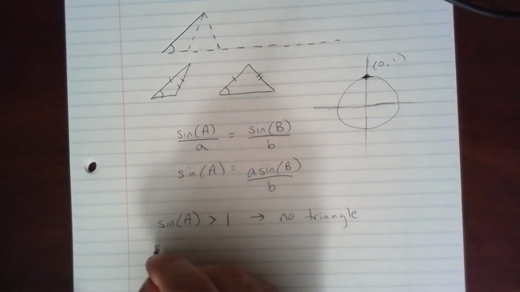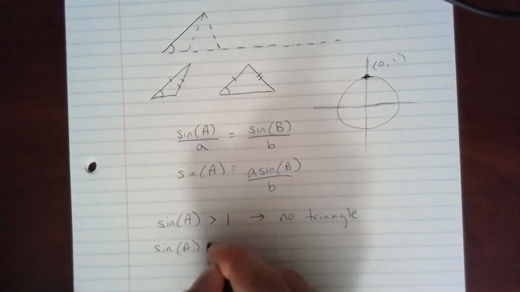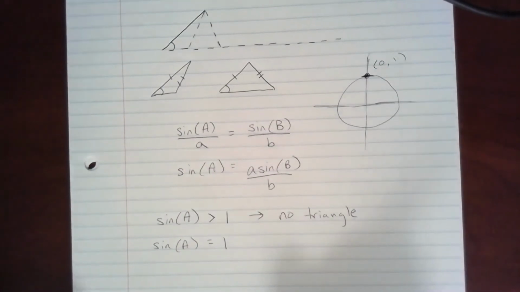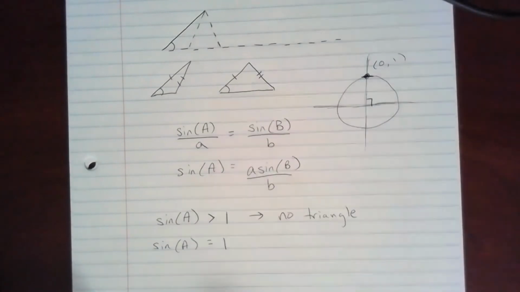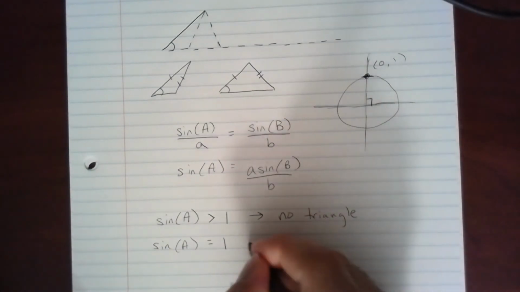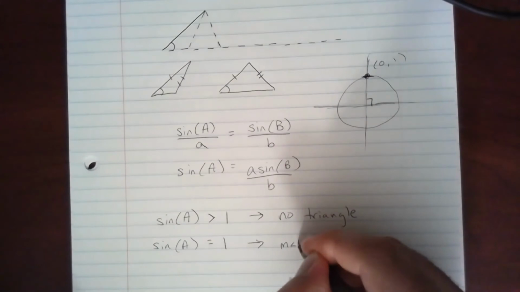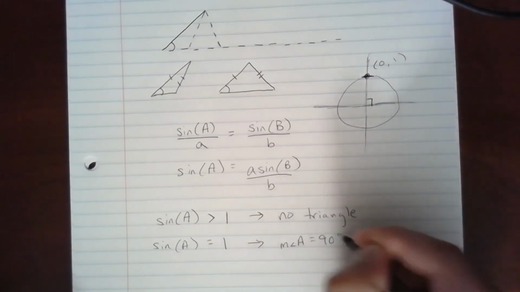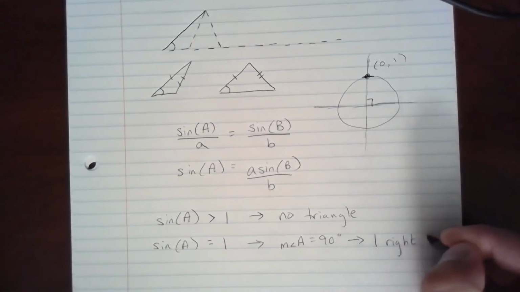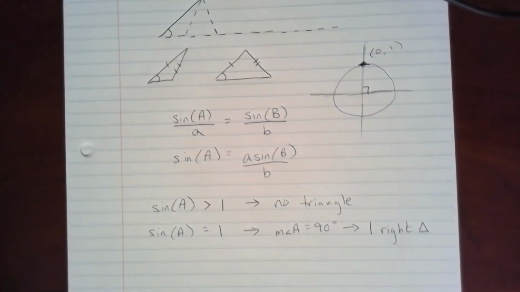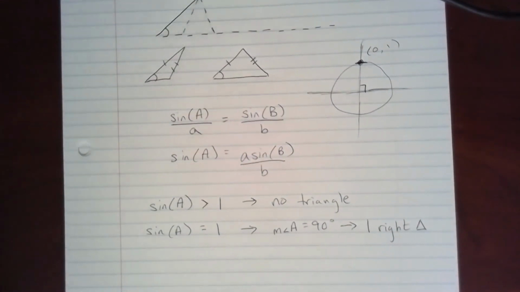Now, as a note, it is possible for sine of A to be equal to 1. This happens at the top of the unit circle. That happens at an angle of 90 degrees. This would tell you that the measure of angle A is 90 degrees, which tells me we have a single right triangle to work with. And that's good news. We almost hope that that happens, because then you know for a fact, without a doubt, that you have a single triangle that you could get out of this problem.